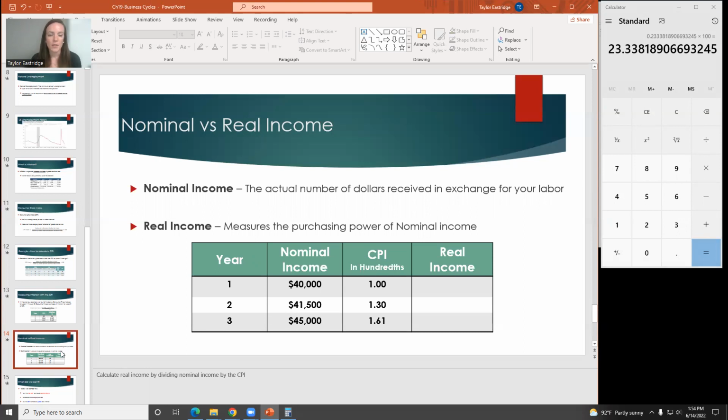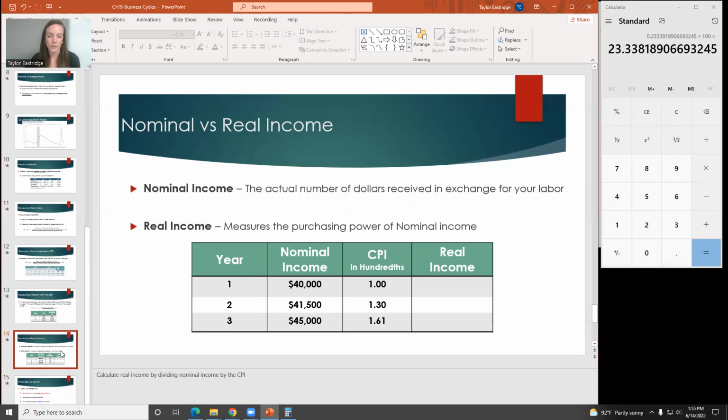That's my nominal salary. But the real income is going to adjust your nominal income to show what your purchasing power is. Basically, if last year I could purchase X amount of goods, how many of those goods can I purchase this year? If my income is rising, but inflation is rising at a higher rate than my income, then my purchasing power will go down because the price of goods is rising faster than my salary.